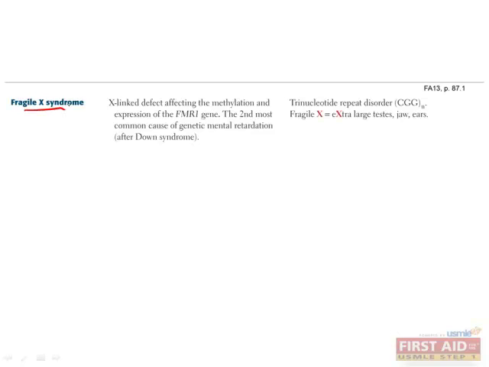Fragile X syndrome occurs in about 1 in 4,000 people and is a trinucleotide repeat disorder of CGG repeats in the FMR1 gene, which stands for Fragile X mental retardation. The product of this gene plays a role in brain development. This trinucleotide expansion results in increased methylation, which decreases expression of this gene and also affects the chromosome structure, giving it a fragile appearance on microscopy.